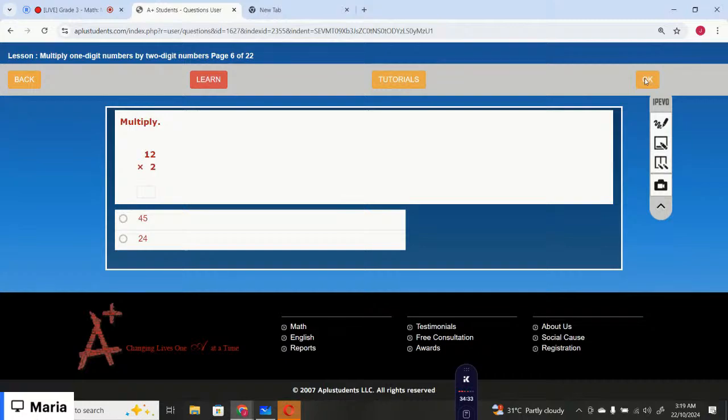The next one is 12 times 2, which is the correct option. The correct option is 12 times 2 is 24. Option number 2 is the correct option. Very good.